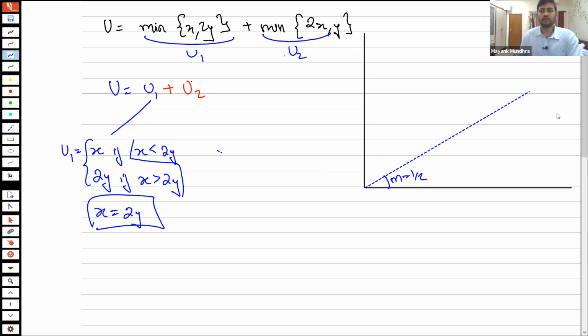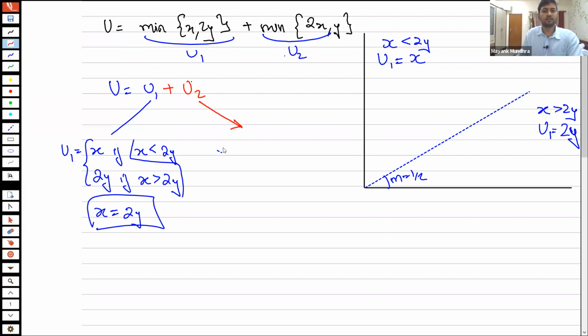All right. To the right of this line, you would have x greater than 2y. So when x is greater than 2y, u1 is equal to 2y. And to the left of this line, you would have x less than 2y. So u1 would be equal to x.